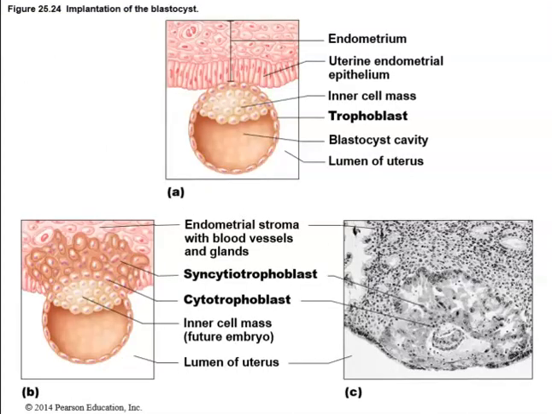So here we see the blastocyst and the different layers of cells. Here's the blastocyst cavity. Here's that inner cell mass. We have the trophoblast layer here. And then once implantation has occurred, we'll have 2 layers. We have the cytotrophoblast and then the syncytiotrophoblast. So the inner cell mass will actually become the future embryo, and this is the layer of the endometrium where the blastocyst has implanted.